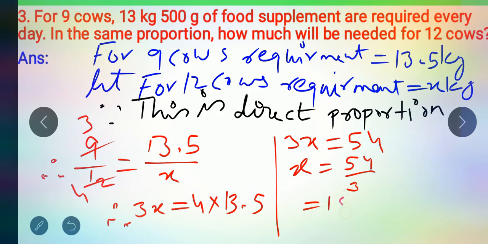So I'll write 18. So here how much is the requirement? 18 kg. It will come in kg, students. So here you will write the last sentence: for 12 cows, requirement is equal to 18 kg food supplement. So this is the third sum we have done, students. We have finished with the third sum. Let us move to the next sum, students.